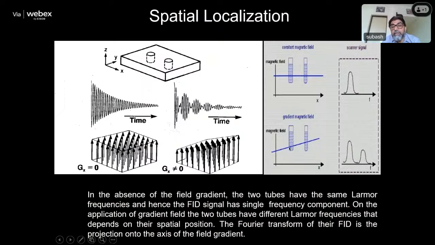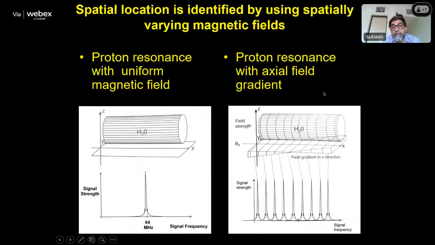So now we have distinguished two test tubes based on the application of the gradients. We can extend this analogy to this phantom, a hydrogen water phantom, which is a big cylinder with water. If I don't apply any gradient magnetic field, you will see only one single peak from this whole phantom, from the whole body. You will see only one peak, which corresponds to the hydrogen.